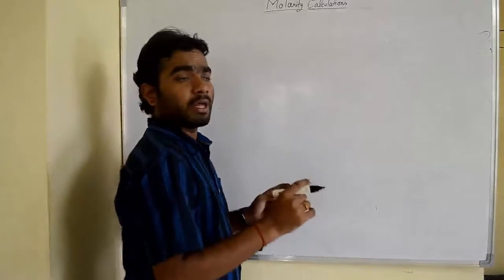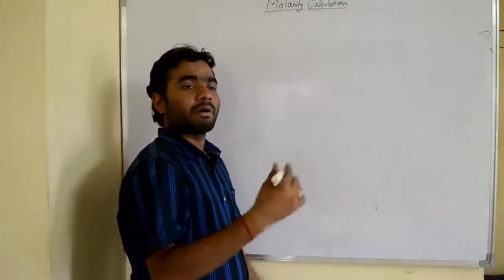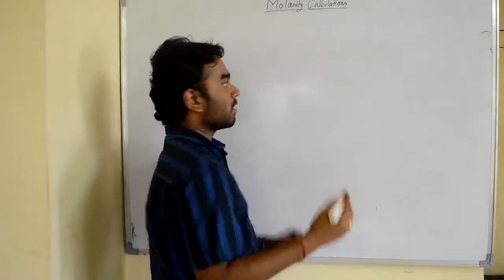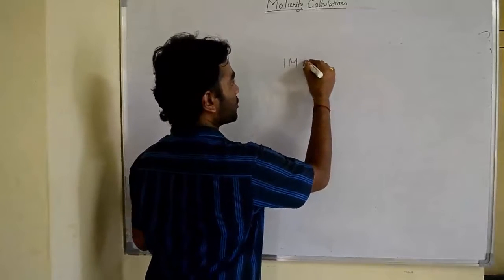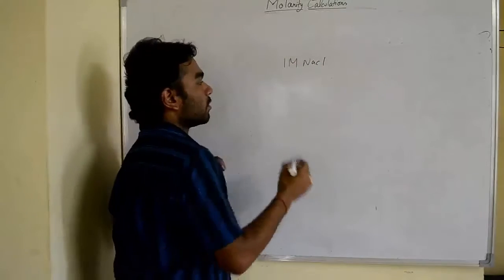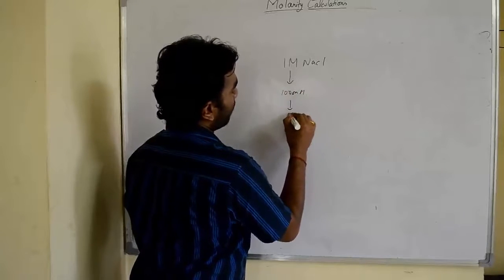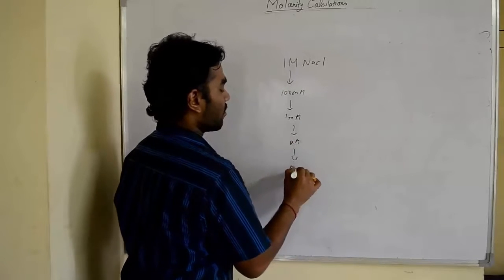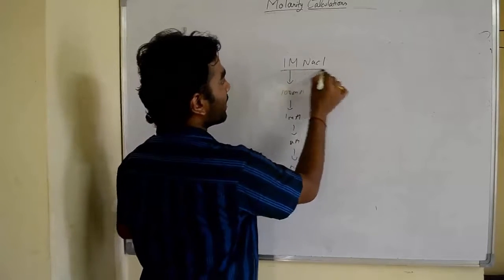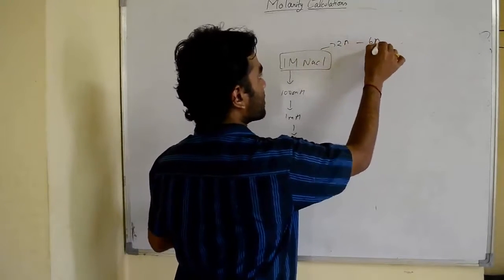And you have to remember that you can always reduce the concentration, but you cannot increase it. If you have 1 molarity of sodium chloride, you can reduce it to 100 millimolar, 1 millimolar, micromolars and nanomolars, but we cannot make it 2 molar or 6 molar, something like that.